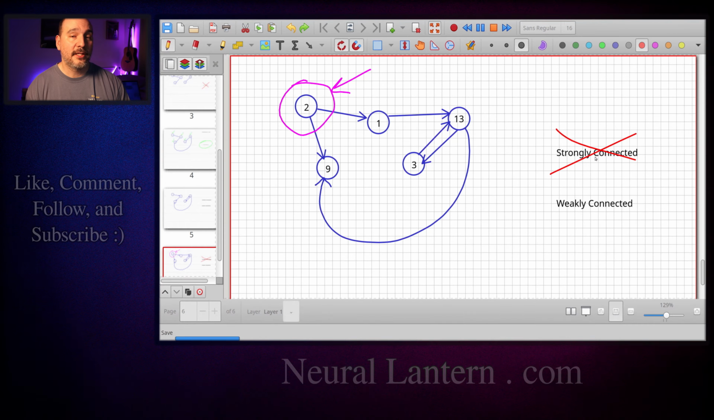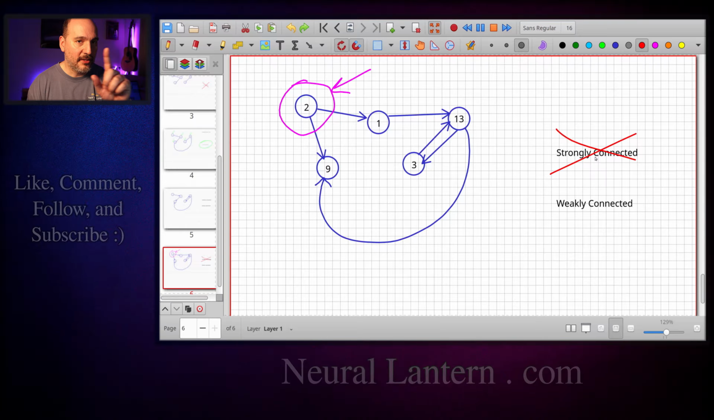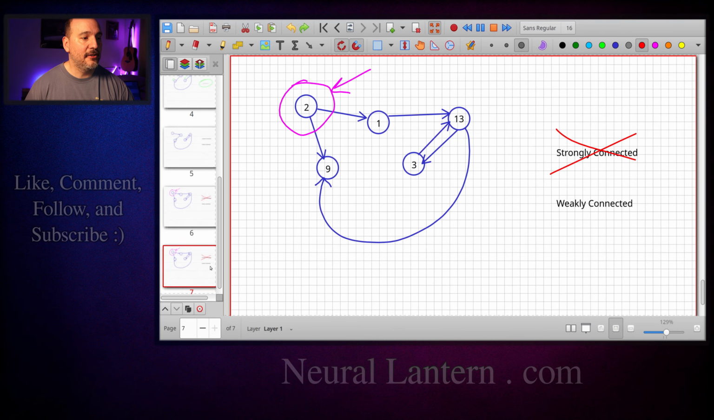All right. So first thing you could do just to very quickly check is just look at every single node and ask, is it reachable by anything? And then after that, you can do things the hard way. So it's not strongly connected. What about weakly connected? If we ignore the direction of the edges in this graph, then yeah, we could reach every single node from every other node.